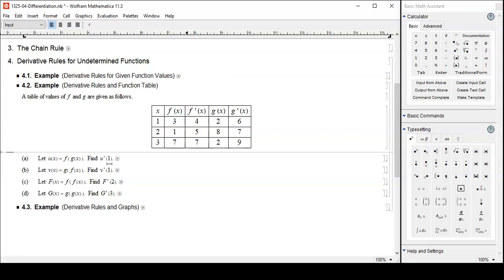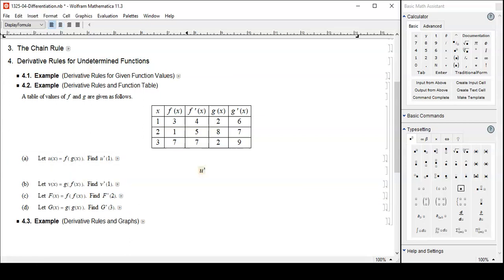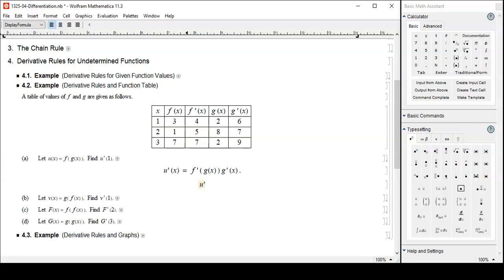Now, find out u prime of 1. How do you do that? U is f of g of x. Looks like you have to use a chain rule. U prime of x is f prime of inside stay the same, and derivative of the inside. That's it, isn't it? Therefore, u prime of 1 is f prime of g of 1 times g prime of 1.